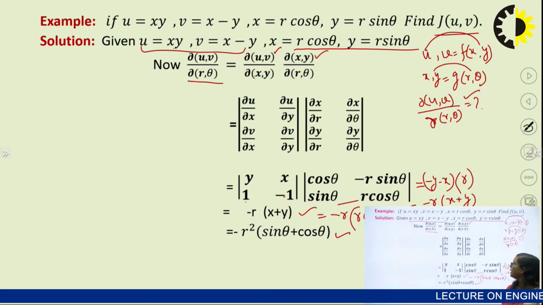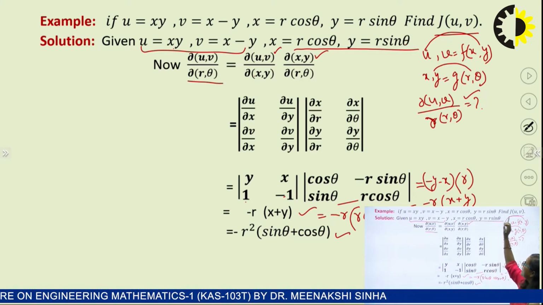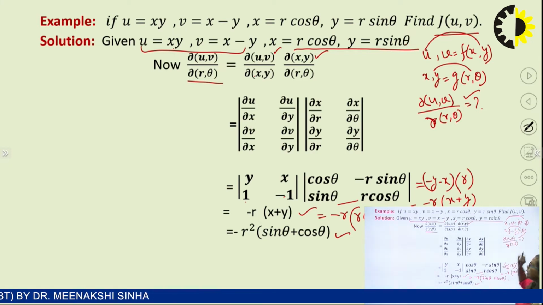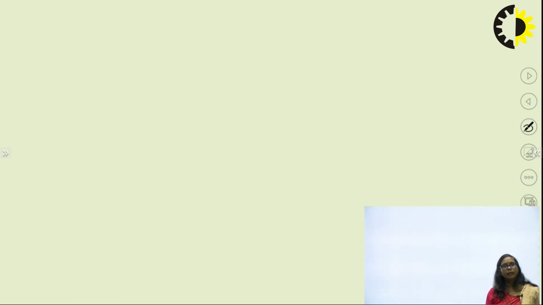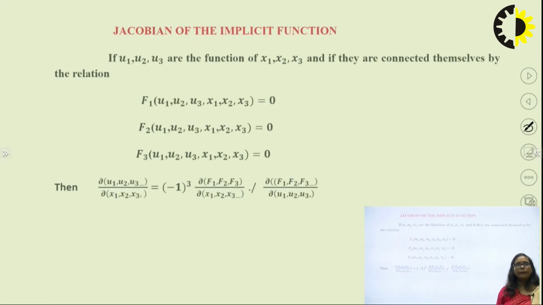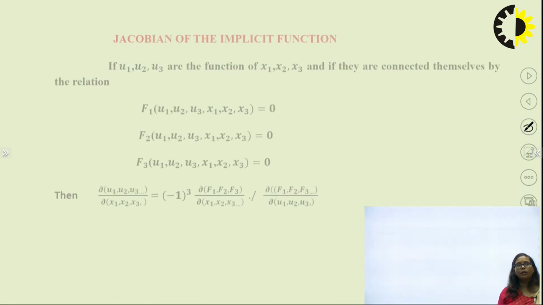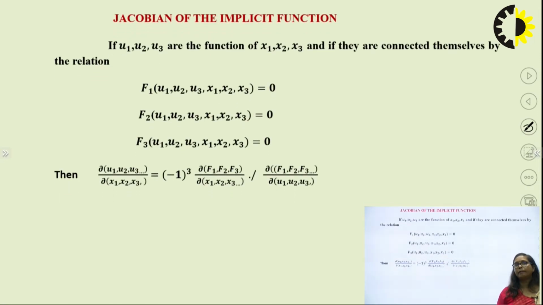So this is also a very important property of Jacobian, meaning this gives me the indirect Jacobian, the Jacobian of u v with respect to r theta, by moving one by one like this. Okay. So next we are coming to an important topic of Jacobian, which is called the Jacobian of implicit function.